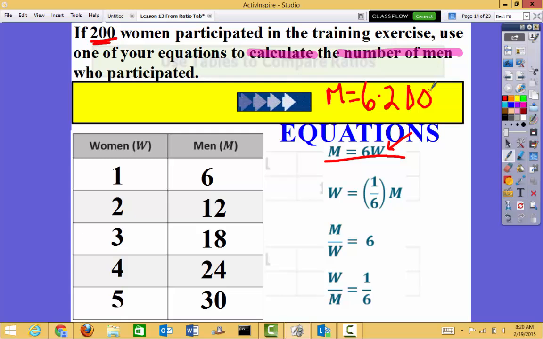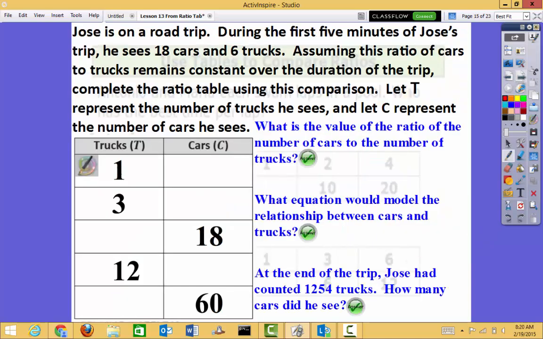Now what is that? 6 times 200? Well, that is 1,200. So how many men participated? Well, 1,200 men participated. Okay, let's go on to our next problem.